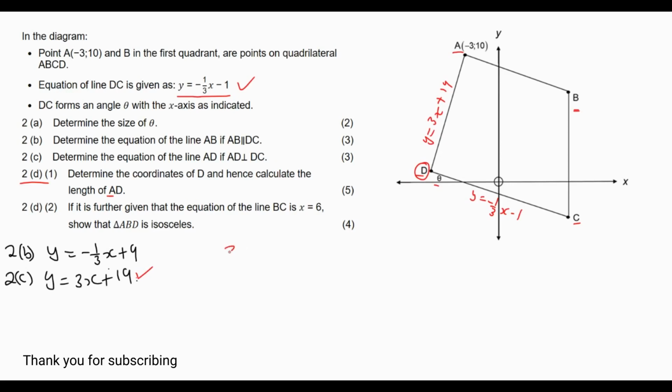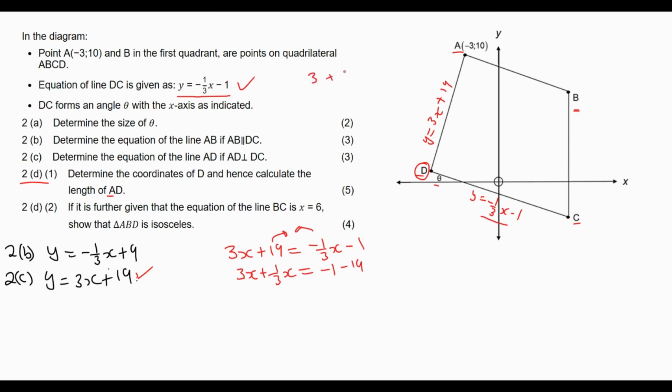So meaning that 3x + 19 = -1/3 x - 1. Right, let's collect the like terms. 3x + 1/3 x after transposing is equal to -1, and then we transpose 19 and it becomes -19. 3 plus 1/3, multiplied by 3, becomes 9/3 plus 1/3, which is 10/3. Okay, it becomes 10x/3 = -20.